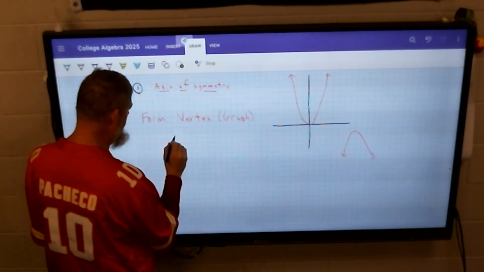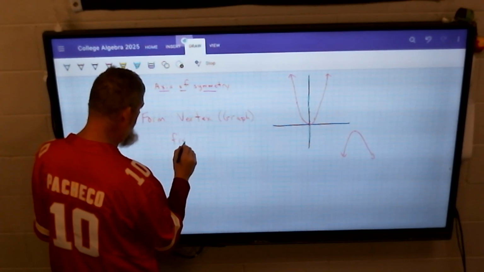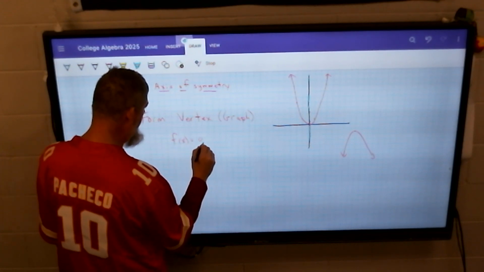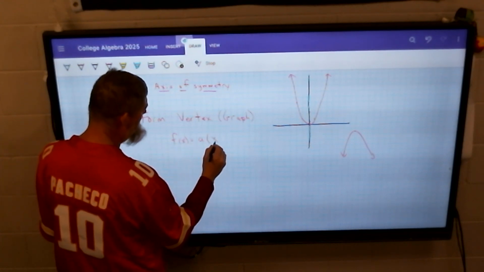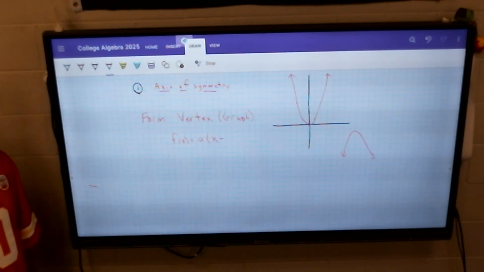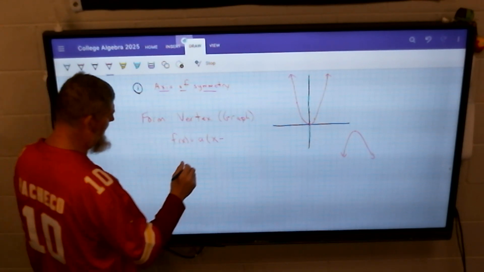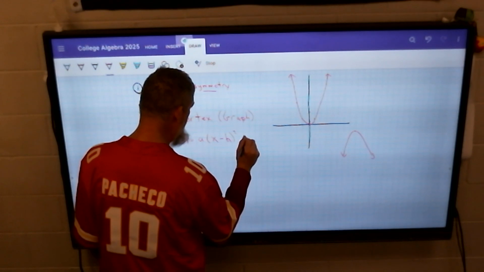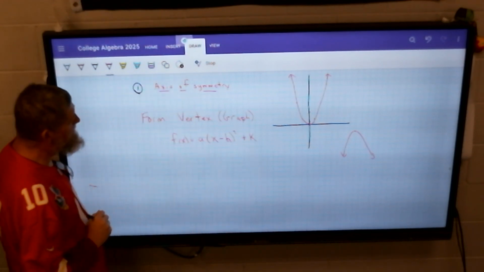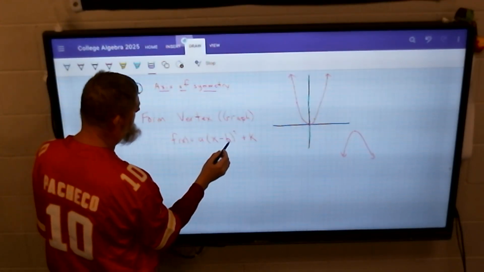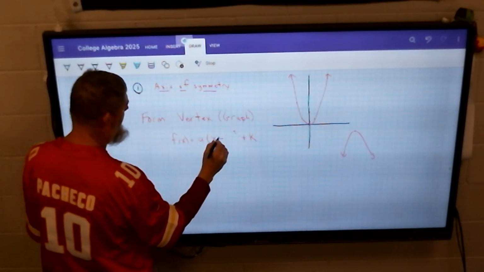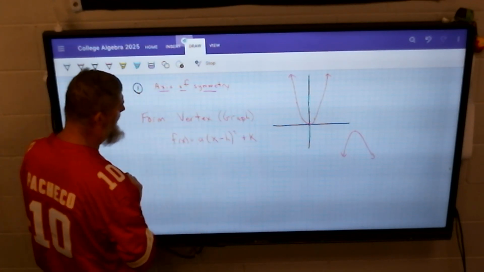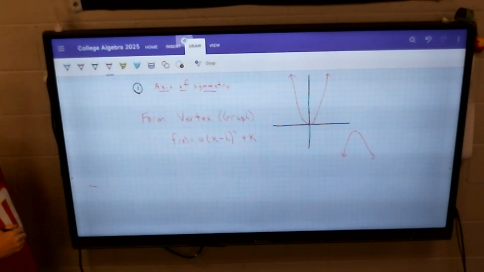So this is going to look like this. f of x is going to be equal to a times x minus, and we're just using letters to represent certain parts of it, right? Do you guys remember the letters we use in vertex form? Like k and h. Very good. So x minus h squared plus k. Okay, so this is vertex form.